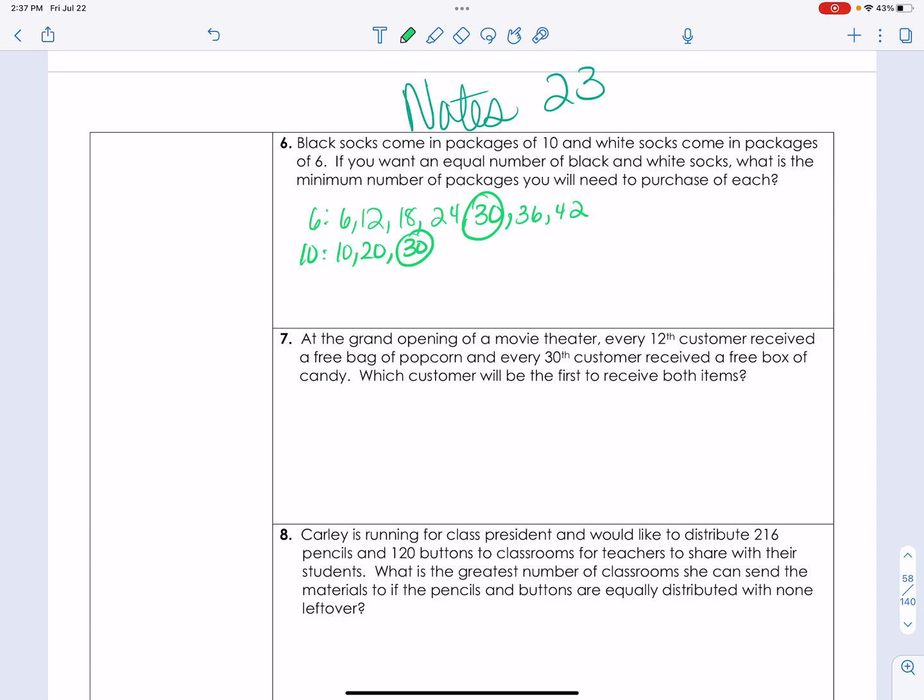So this is like a mixture problem. I need 30 socks. Well, socks come in 10. So if I want black socks, I'm going to do 30 divided by 10, and I need 3 packages of black. And if I want to do white socks, they come in 6. So I'm going to do 30 divided by 6, and I need 5 packages to make it so that I have an equal number of socks.